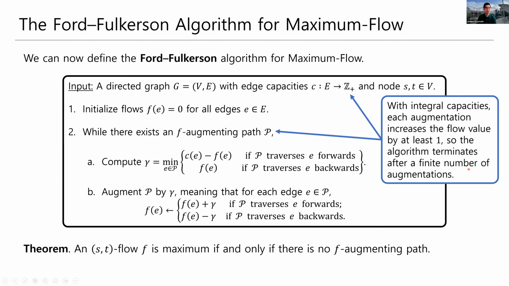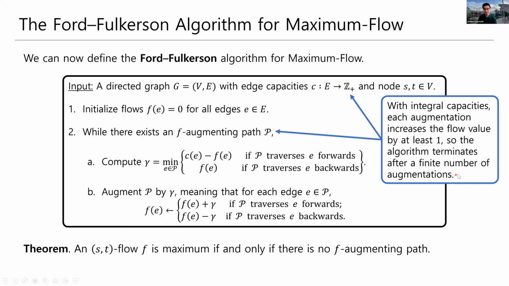Interestingly, this is not true if we allow these capacities to be real. In the original Ford-Fulkerson paper, they actually showed that if you set up the edge capacities in a particularly nasty way, using irrational capacities, you can trick the Ford-Fulkerson algorithm into never terminating. So that's why usually when people teach Ford-Fulkerson and talk about it, we talk about it only in the case where there are integral capacities.